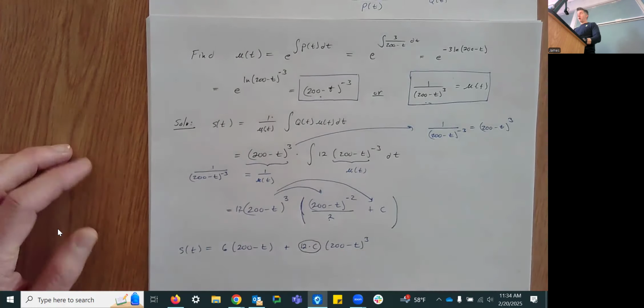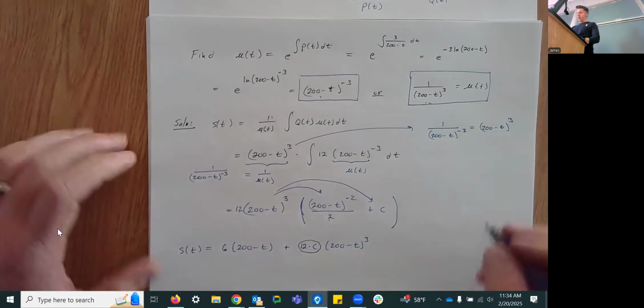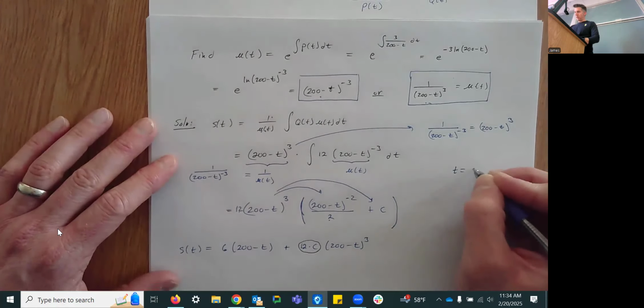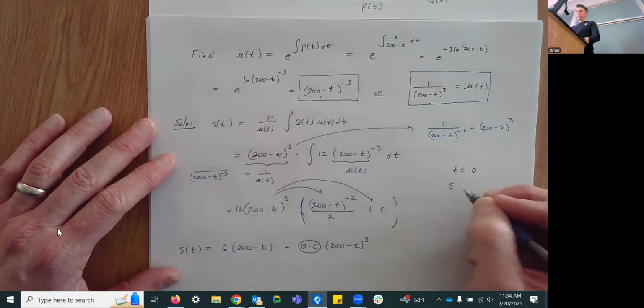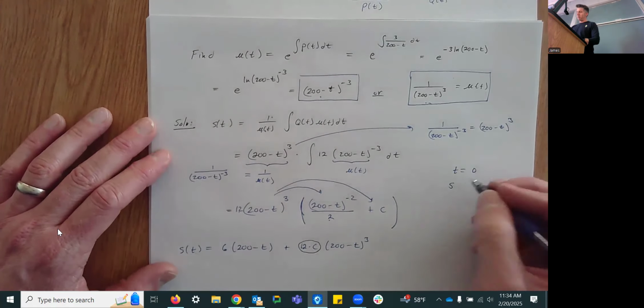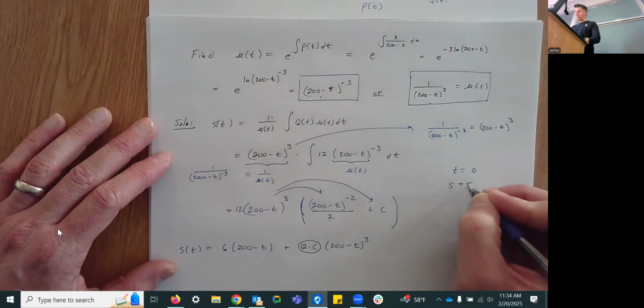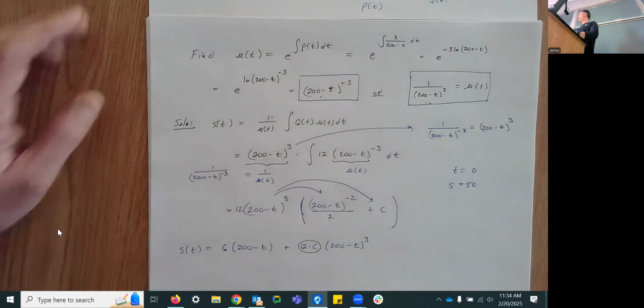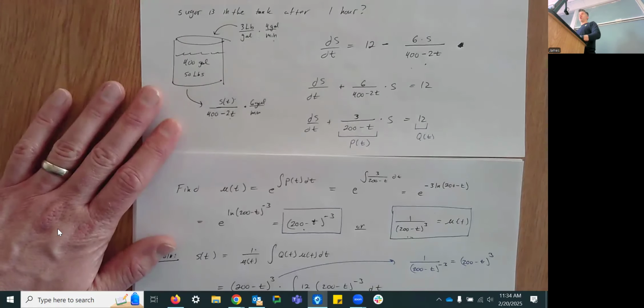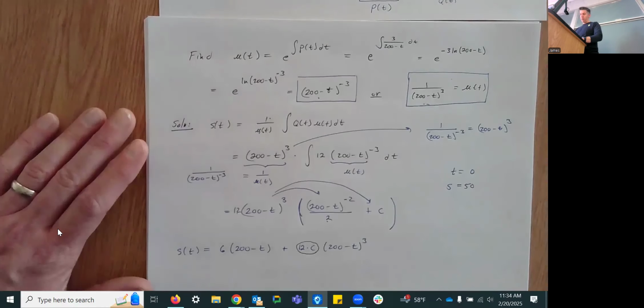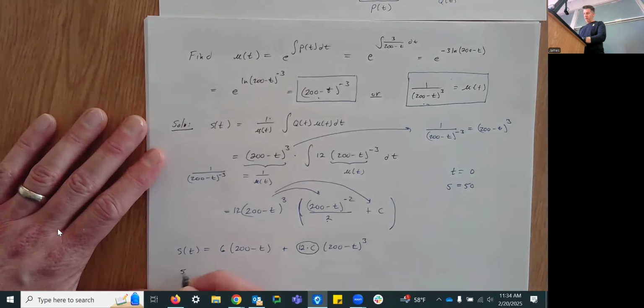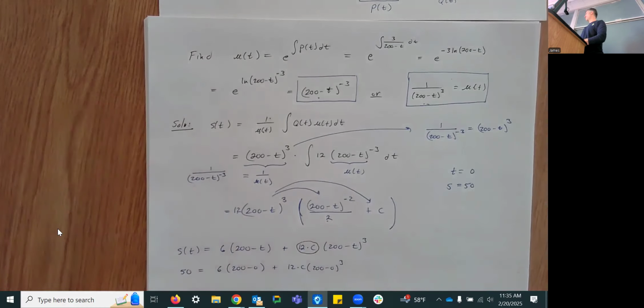So then we're going to plug in our initial conditions, which were that when time is equal to 0, the amount of sugar, I think I've been saying salt for a while, but it is sugar, it doesn't really matter. The amount of sugar was 50 pounds. Right, they told us in the beginning in the tank there were 50 pounds of sugar. So then we're going to plug in 50 for S, 0 for t. And then we're going to solve for C.